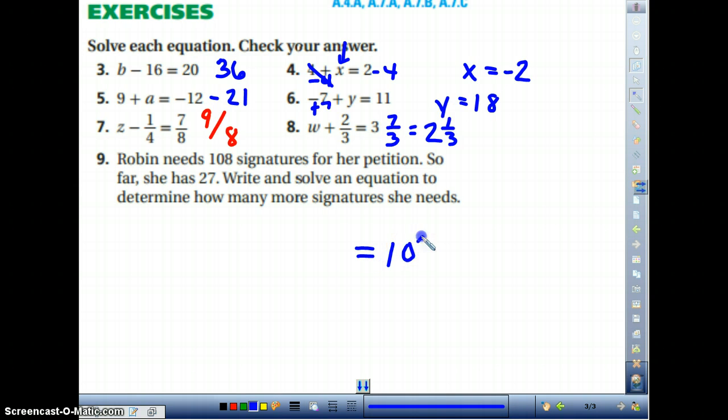108, that's right. She needs 108. So far, she has 27. So 27 plus the amount that she has left to get has to equal 108. There's your equation. We've written an equation. Now we need to solve.